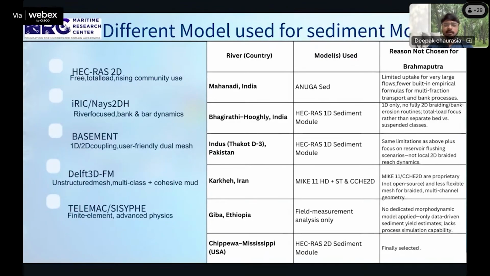And third, here are the different models that have been studied and applied on different rivers for sediment modeling. First is Mahanandi, India, where they have used it for sedimentation modeling. In Bhagirathi Hooghly they used the HEC-RAS 1D model, and in Indus, Pakistan, they have also used the HEC-RAS 1D sediment model. In Karkheh, Iran, they used the MIKE 11 ST, SCC 2ED model, in Ethiopia they used field measurement analysis, and in Mississippi, USA, they used the HEC-RAS 2D model.